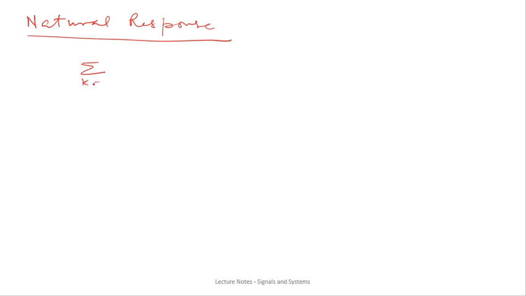So first of all, let us consider the natural response. Natural response is the system output when the input is zero. So for a continuous time system, the natural response is the solution to the homogeneous equation which I am writing over here.